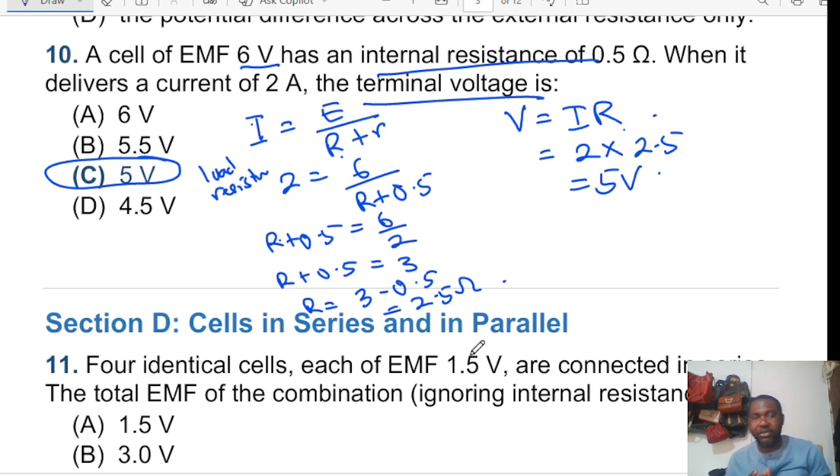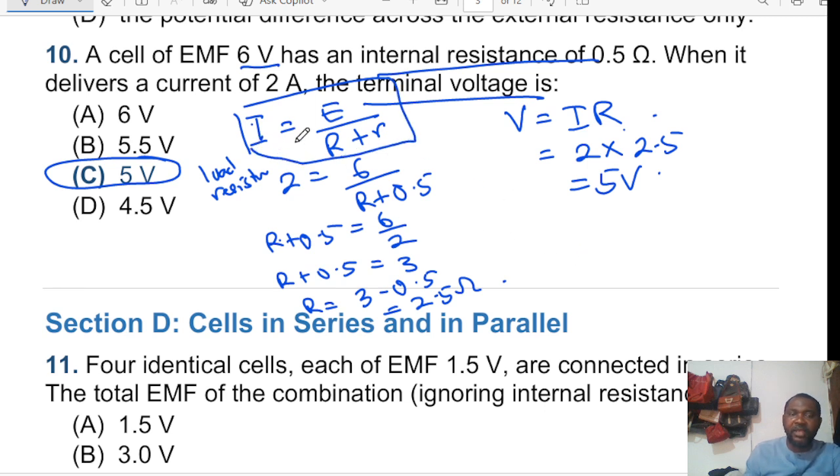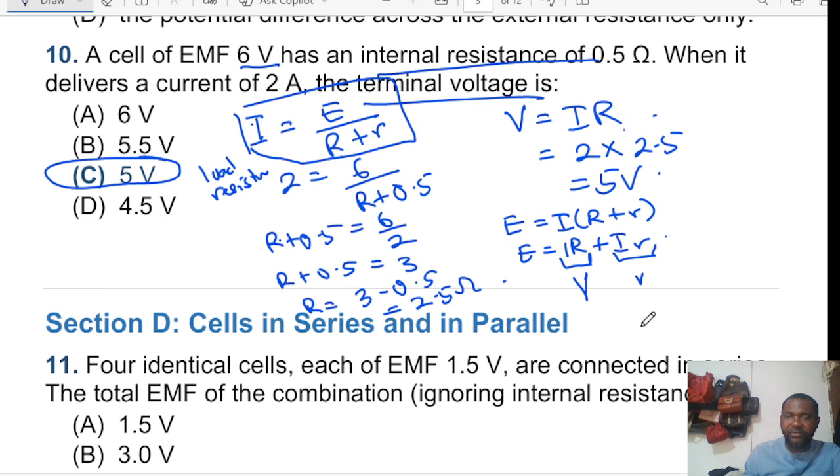Now, but I want to say something here. From this formula here, I equals E over R plus r, if I cross multiply, I'm going to have E equal to I into big R plus small r. And if you open it, you're going to have I big R plus I small r. This I big R here is what we call terminal voltage. This I small r here is what we call lost voltage.